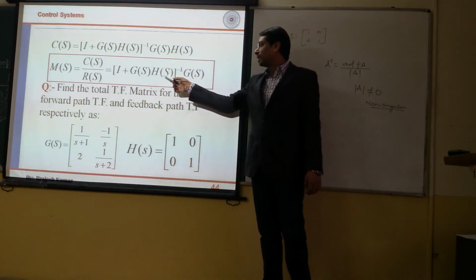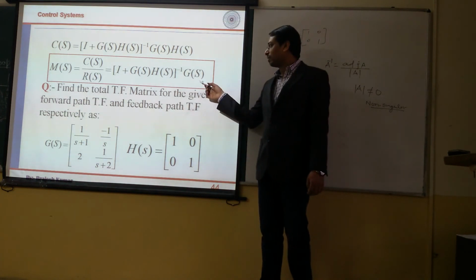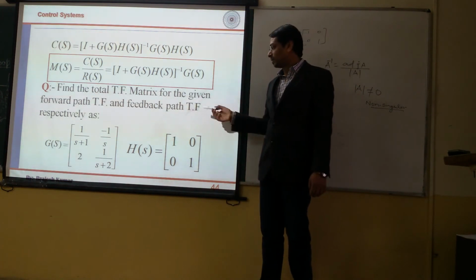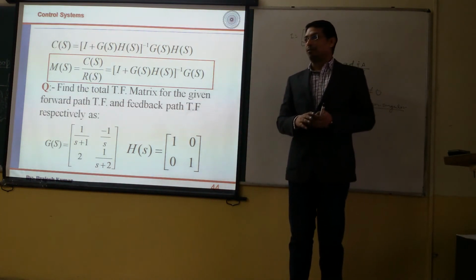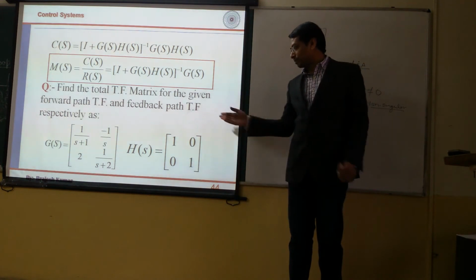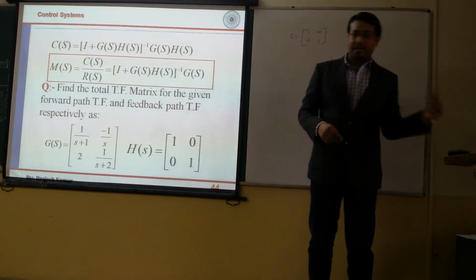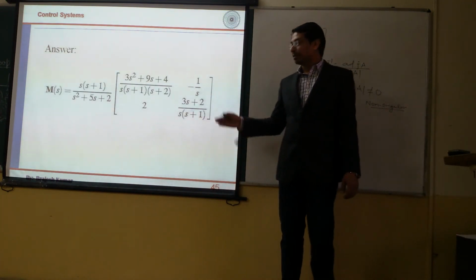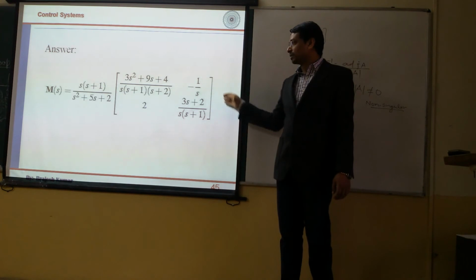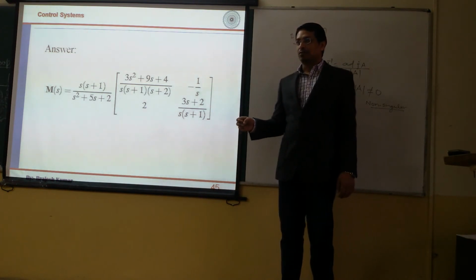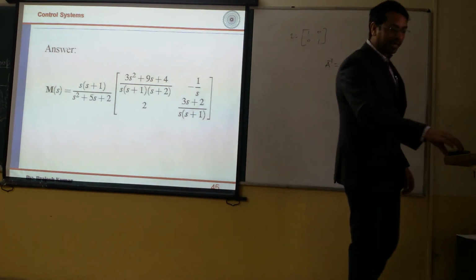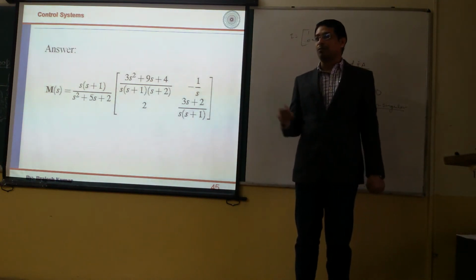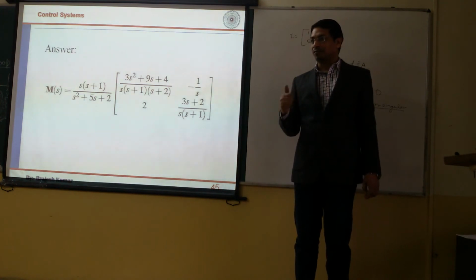So we are going to solve this. I plus GSHS inverse multiplied by GS will be your transfer function matrix. This is more of a mathematics problem and less of a control system problem. So solve it at home and check the answer. You will get finally this value. Total transfer function will be this. Correct? Though it is a rare case, if such questions come in the examination for multi-input, multi-output systems, you can also find the transfer function matrix.